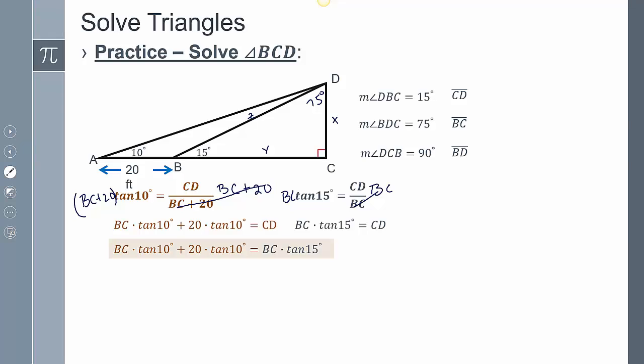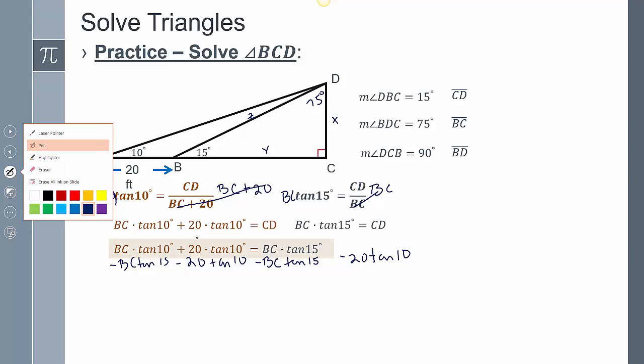Now here's the next issue. Because I can't combine tangent 15 with tangent 10, I can't just add them together. So instead of just being able to add them together, we're going to have to think backwards, and we're going to group them together. So I still want all my BCs on one side, but I want to be able to group them together instead. So what I'm going to do here is subtract BC tangent 15 from both sides and subtract negative 20 tangent 10 from both sides.